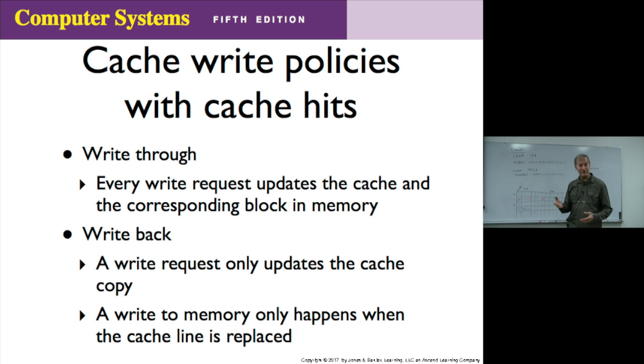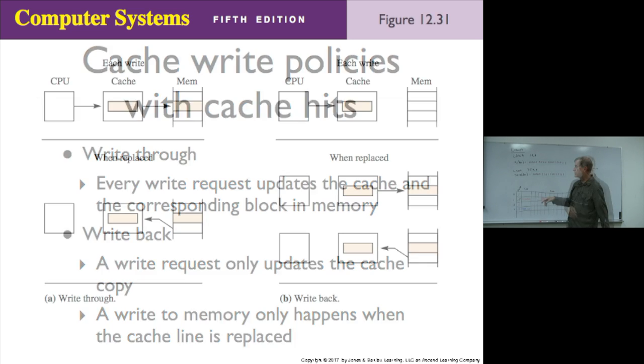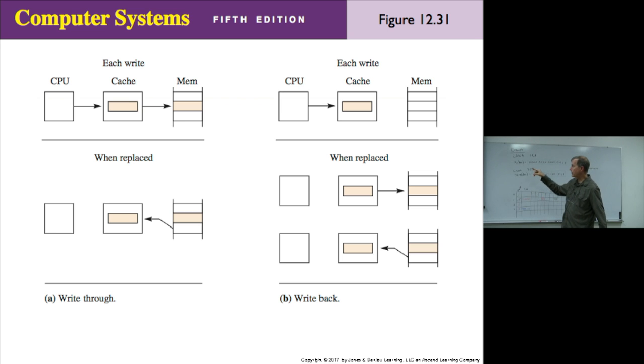And it depends on the pattern. There's no clear winner. Both of these are common. And here's a picture, in figure 12.31. On part A on the left, that's write through. Each time you do a write, the CPU simply writes to the cache, and then the cache updates it to memory. And then when it's replaced, the only thing you have to do is just replace from memory. You see that in the bottom part of part A in figure 12.31.